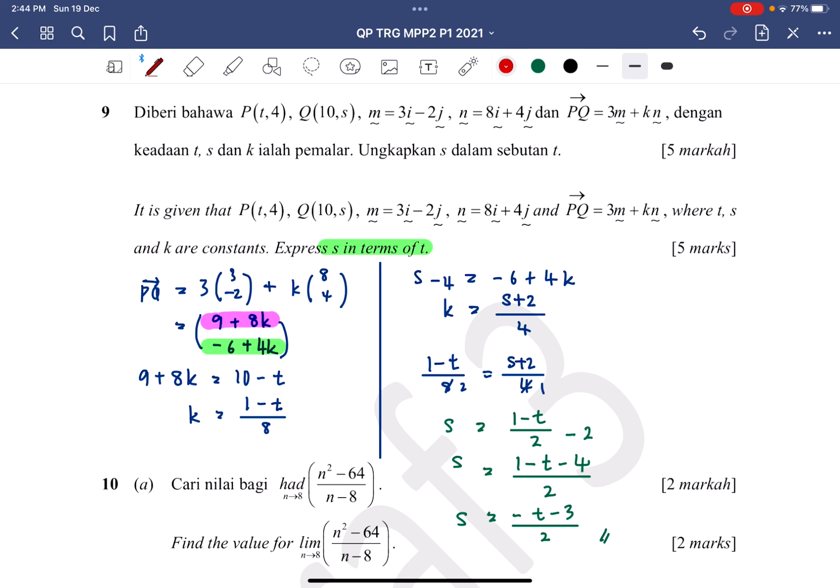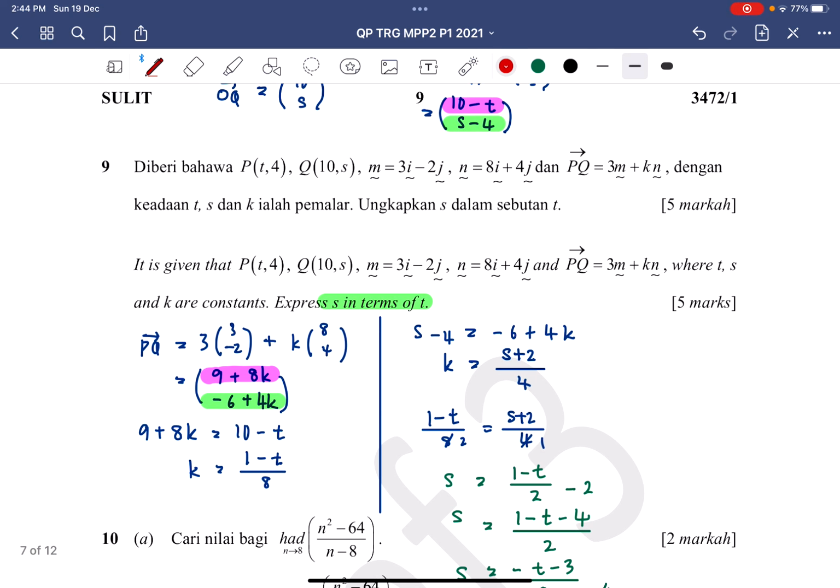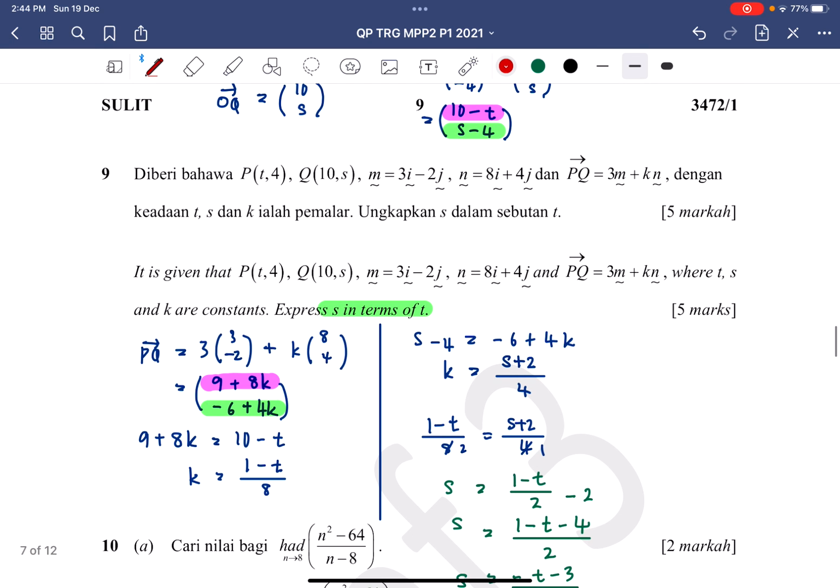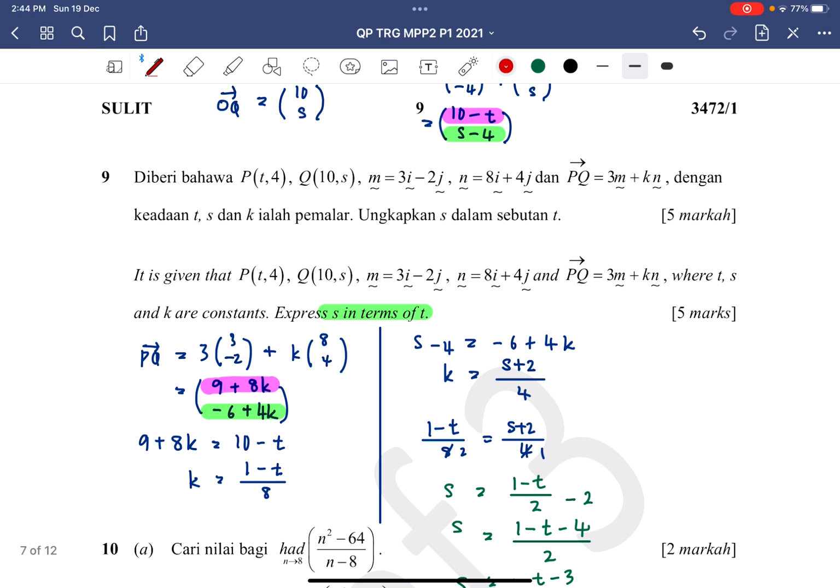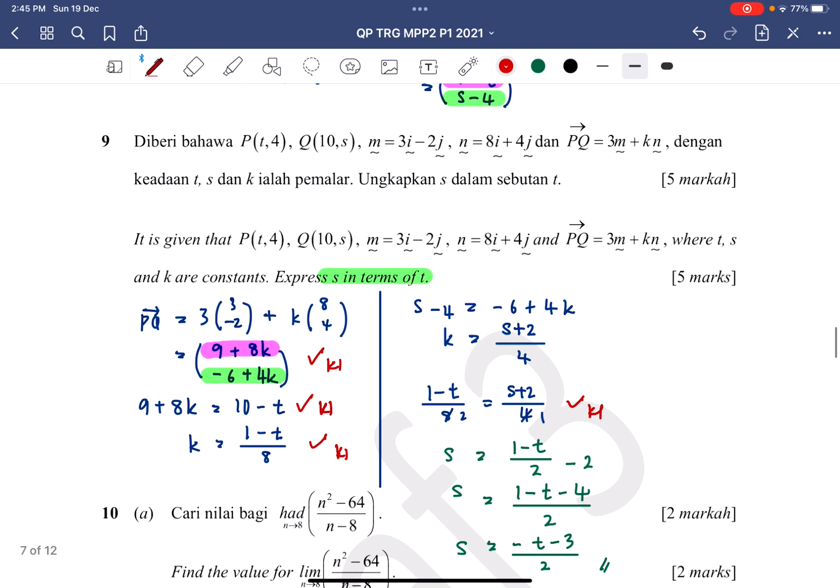So for this kind of 5 mark question, you'll gain 1 mark for expressing your PQ correctly. You'll gain 1 mark when you know how to equate or compare. You'll gain another mark for getting these correct and doing substitutions. And finally, your final answer will give you the final mark. So 5 marks in total for question 9. That's all.